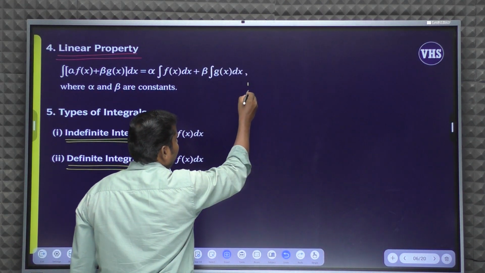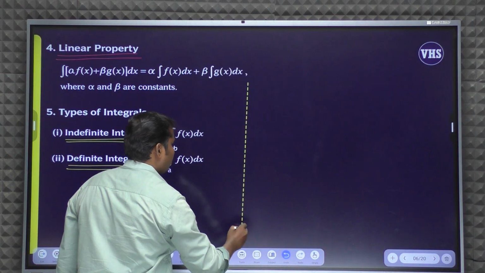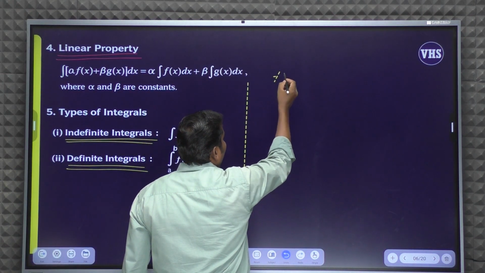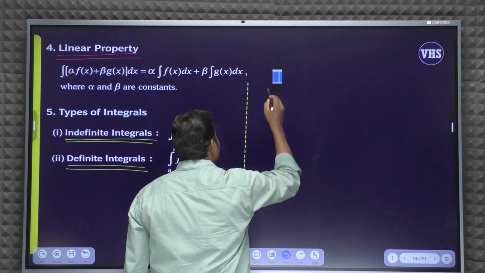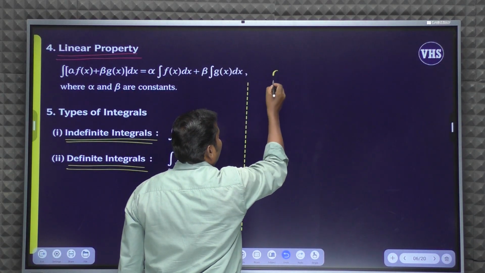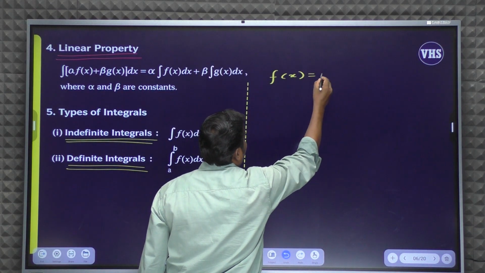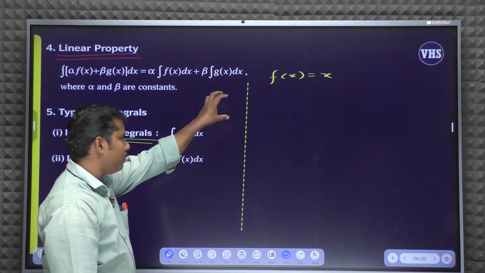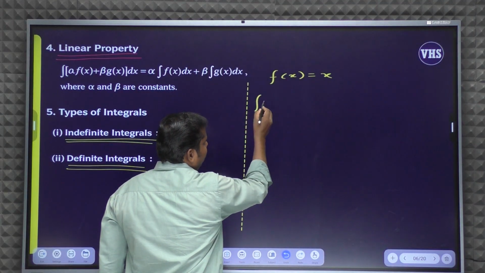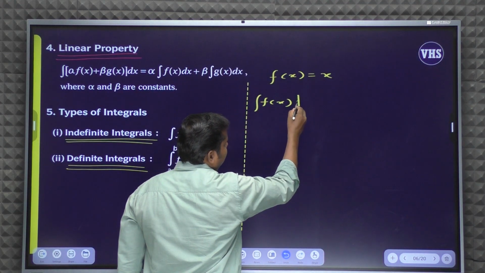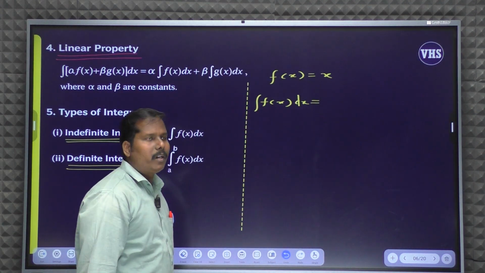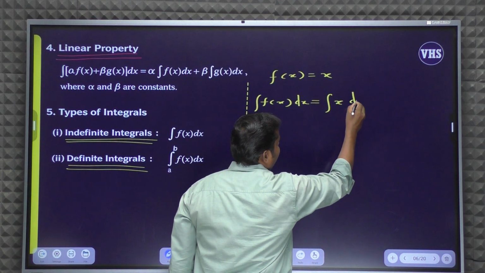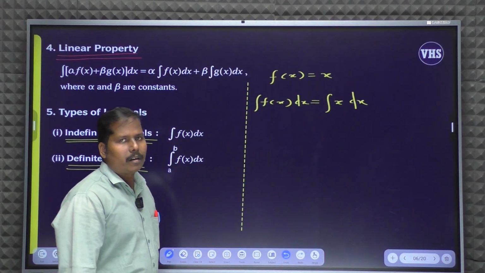Let's go for a small rough work. Simply let us take the function f of x equal to x. Let us find the indefinite integral for this. So integral f of x into dx, which is nothing but integral, what is f of x here? x into dx. What is the integral of x?